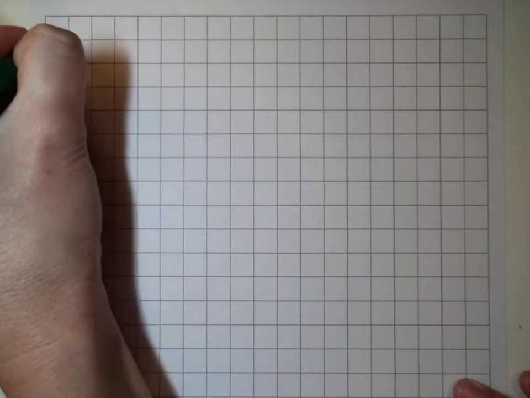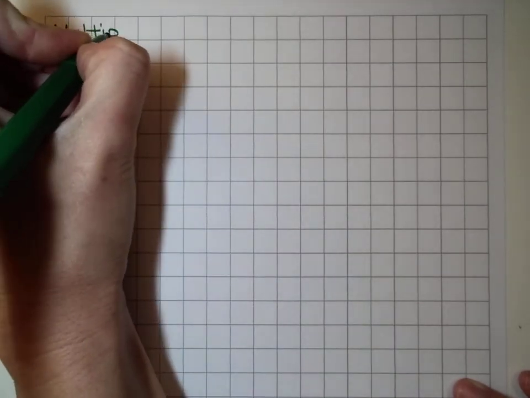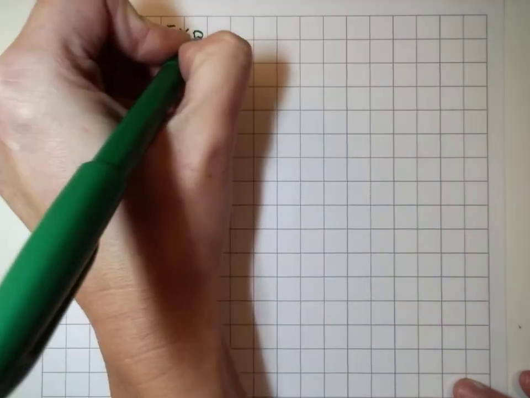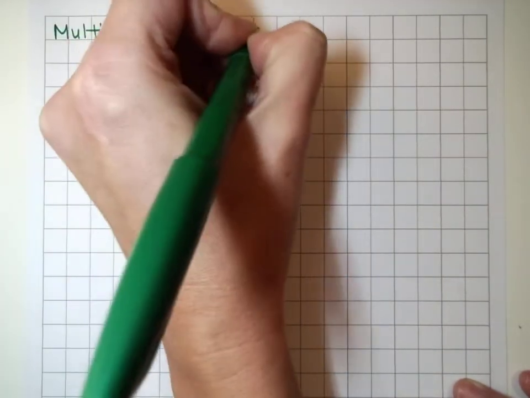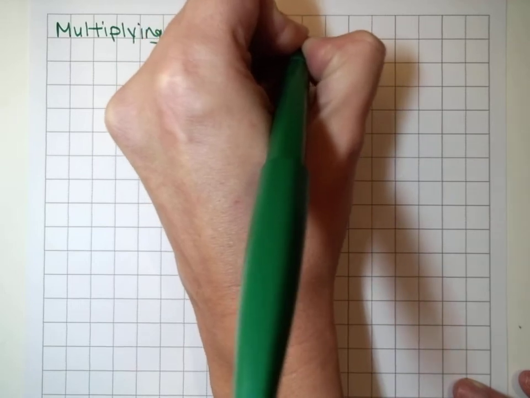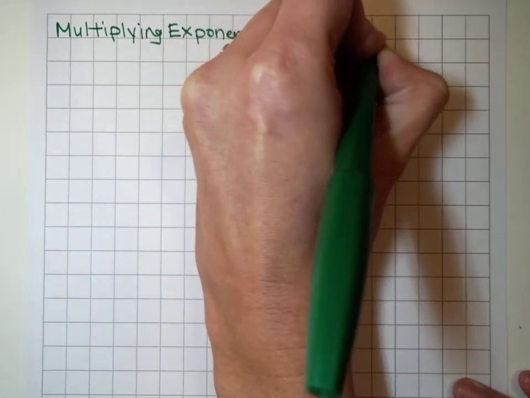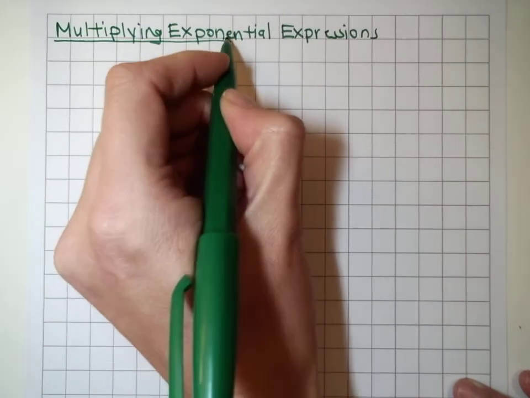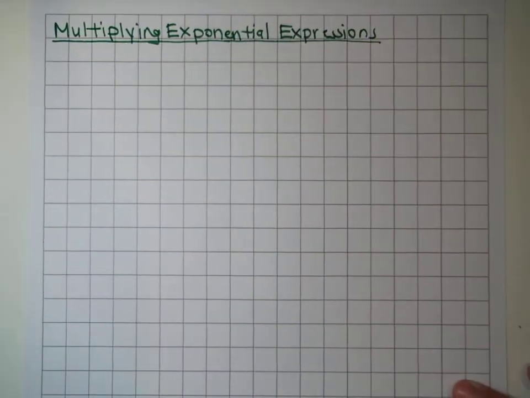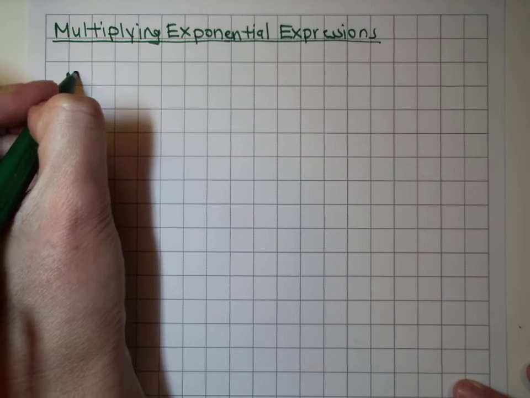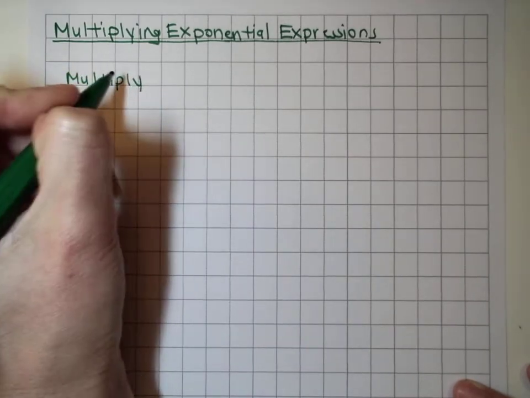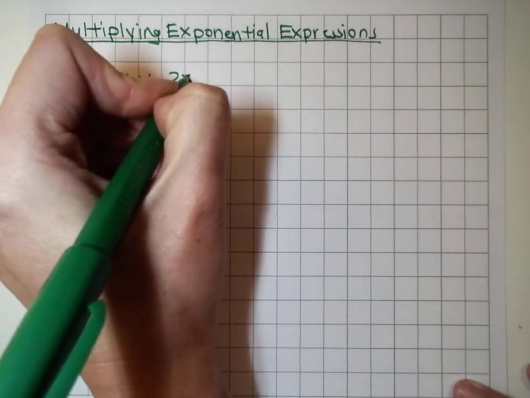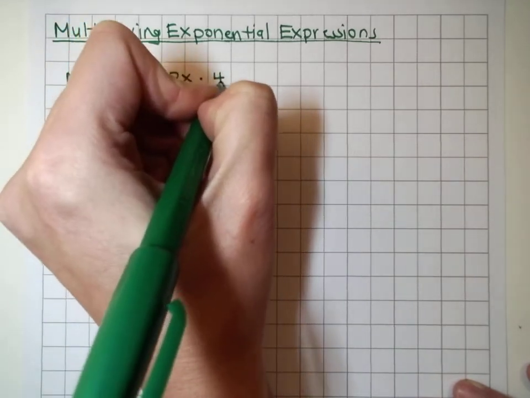Hi, today we are going to be multiplying exponential expressions. So this whole unit is going to focus on exponents and how to simplify exponents. So today we are going to be multiplying. So we're going to see problems that say multiply something like 2x times 4x squared.